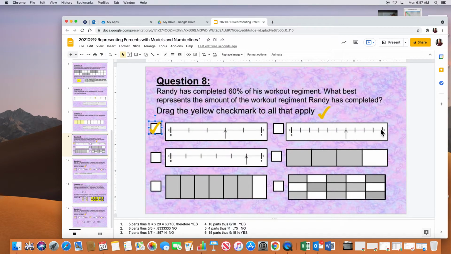This is divided into 10 parts, and this is on the 1, 2, 3, 4, 5, 6 parts. So 6/10. Hey, 6/10 times 10 on both is 60/100, and that's 60%. So yes, definitely this one is also good.